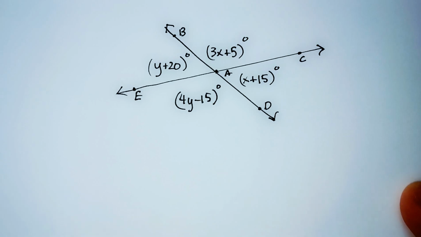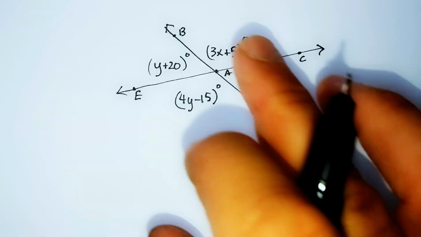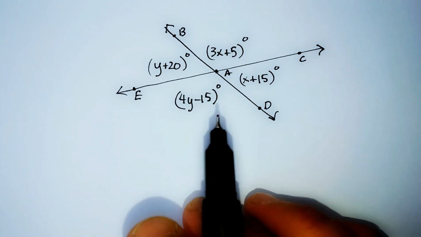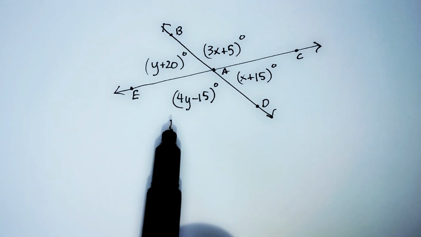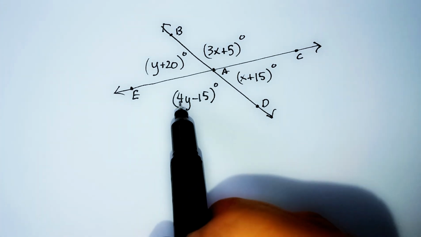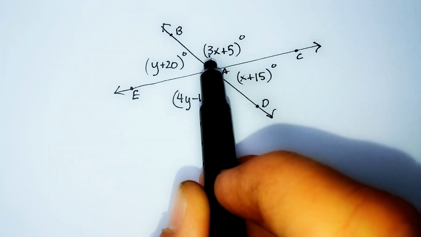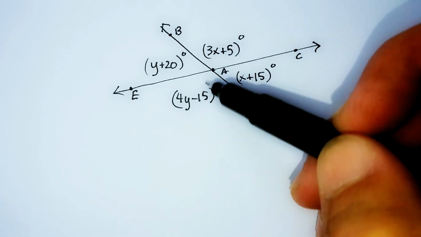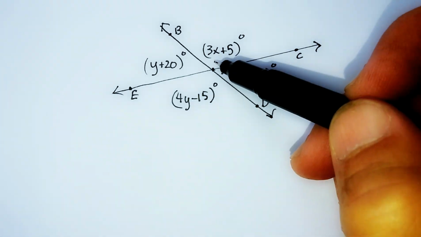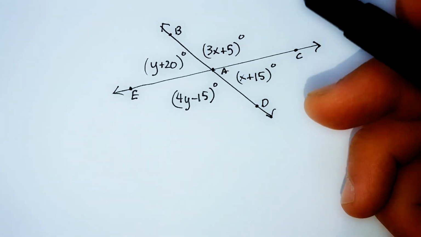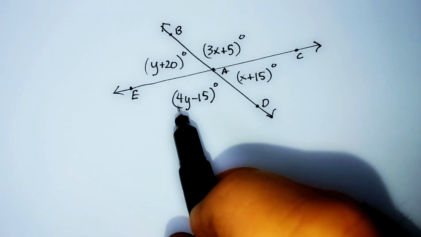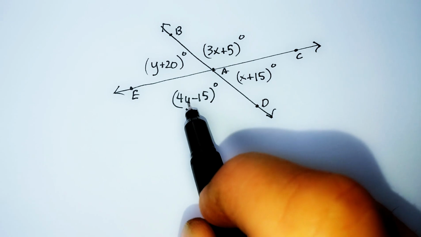Okay, now that's a little bit trickier. You have to know what the relationships are. So, learning what we learned in this video and the last video that I showed you. Well, I know that 4y minus 15 is equal to 3x plus 5 because they're vertical angles, right? The problem is I've got two different variables, so how am I going to do that? That's not going to be helpful. I want to have one variable only. So I have to look for another relationship that also has a y.